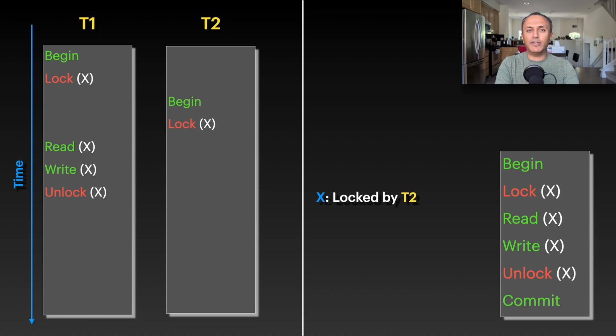So now X is locked by T2, and T2 can also proceed, read X, write X. Eventually T2 will also unlock X, so now X is not locked by anyone anymore. And then T2 and T1 can also both commit. So this is the basic premise of how locks can be used.